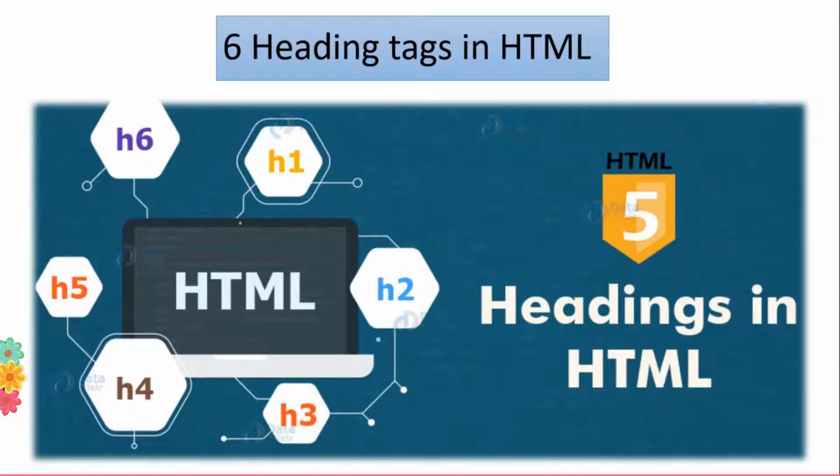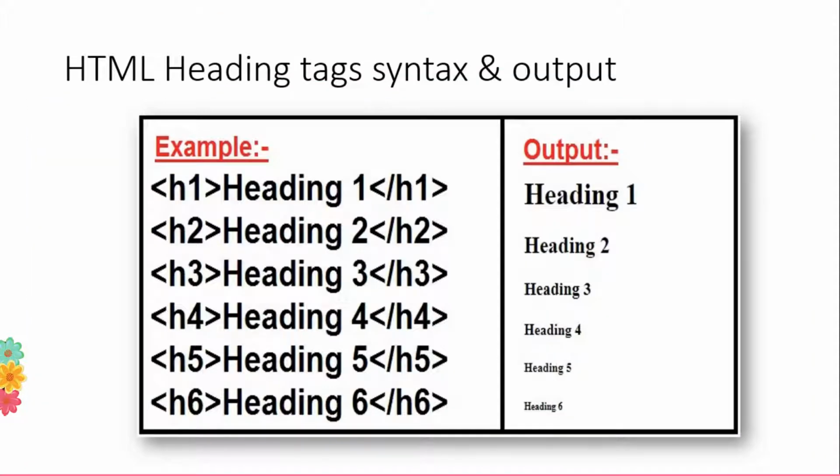Now, there are 6 heading tags in HTML: H1, H2, H3, H4, H5 and H6. HTML tags, syntax and output. The syntax of all HTML tags is the opening tag, text, and closing tag. The variation between those is the size.